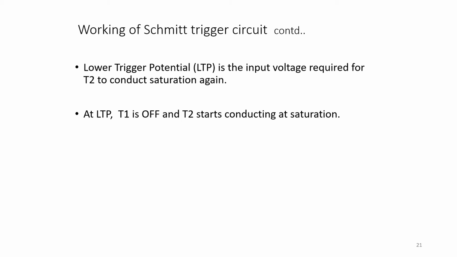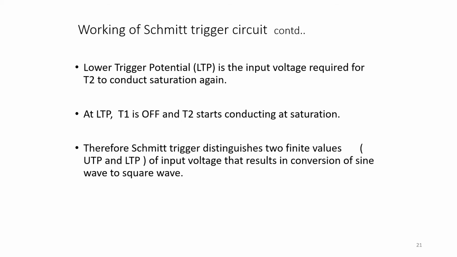We have two points, UTP and LTP, at the points where the output changes from high to low or low to high. Therefore, the Schmitt trigger distinguishes two finite values, UTP and LTP, of input voltage that results in conversion of sine wave to square wave.